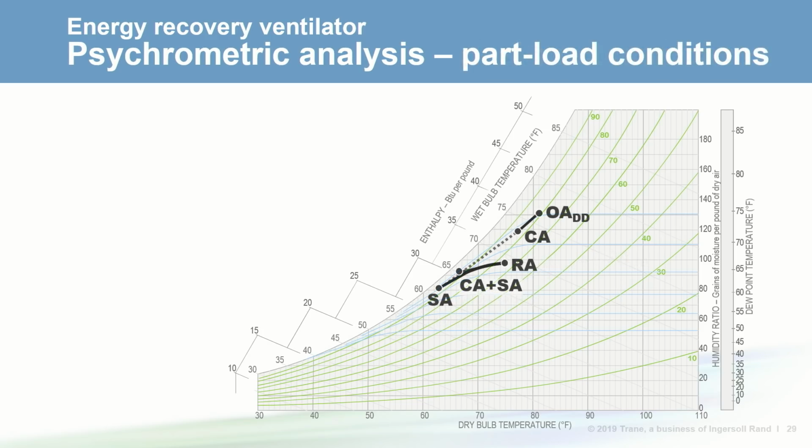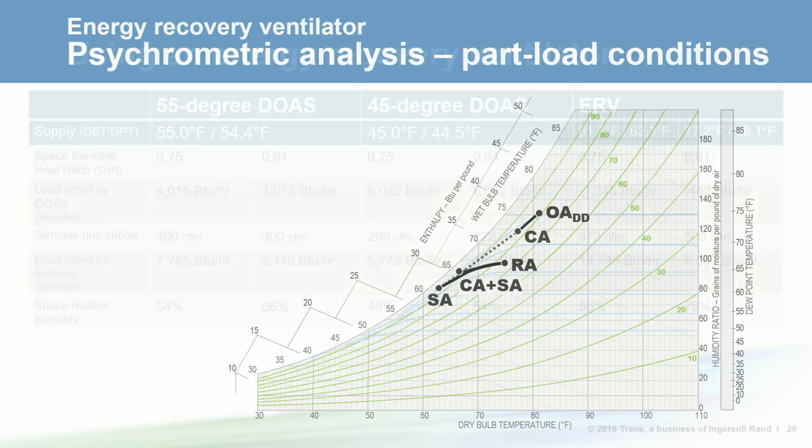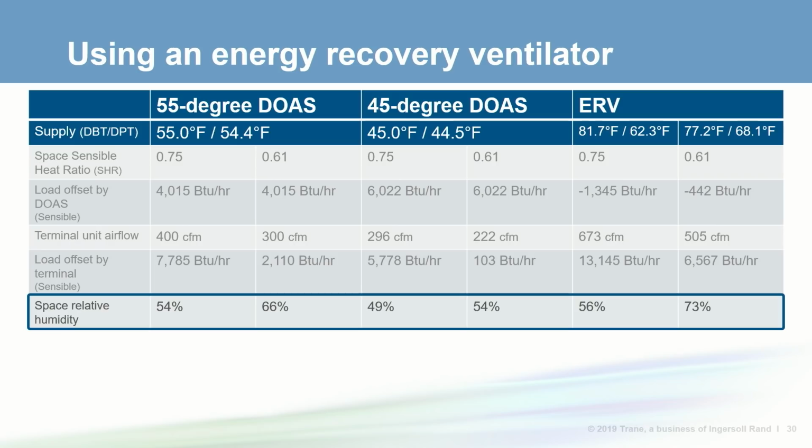At part load, when the outdoor air conditions are very humid, the ERV delivers conditioned air at 77 degrees dry bulb and 68 degrees dew point, again adding load to the space. This air mixes with the supply air from the terminal unit, then follows the SHR to the space temperature. Like before, this isn't enough to offset the entire space latent load, and the resulting space relative humidity increases. An ERV can certainly be used to pre-cool or preheat air, but it does not control the discharge air conditions. So, the use of an ERV should be carefully considered.